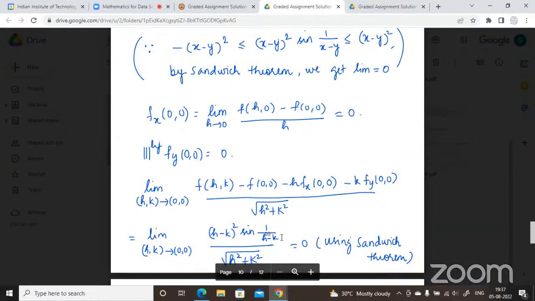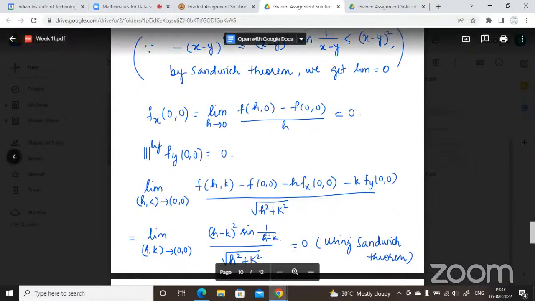If the left hand side goes to 0, and we multiply by some bounded number, it will remain 0 only. Yeah. Okay, ma'am. Thank you, ma'am. That is actually why we are getting this limit to be equal to 0.